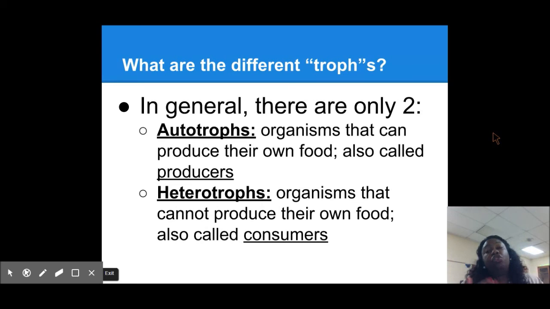So there are different trophs, okay? Generally there are two different ones. You have autotroph and heterotroph. The autotroph, think about automatic, organisms that can produce their own food. They're also known as producers, like mentioned earlier. Heterotroph, organisms that cannot produce their own food, and they're also called consumers.